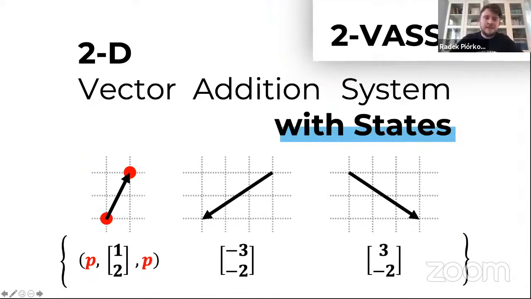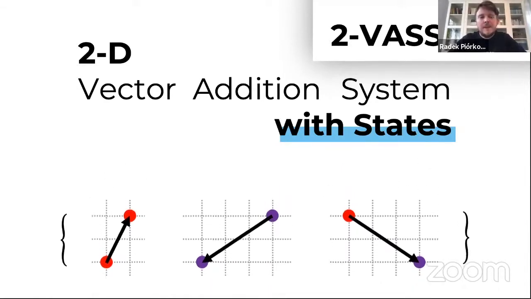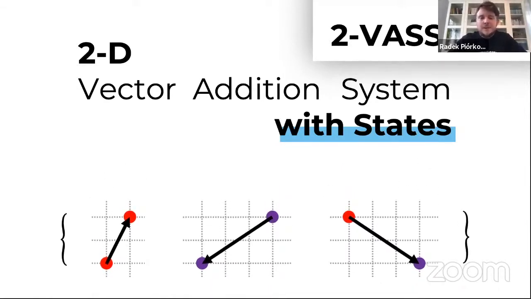All right, so I will draw those states as colorful dots like this. For example, the first transition is from the state P to the same state again, the other one as well, and the third one is from P to Q. So basically, what we have here, the set of transitions that go from some state to other states, is a vase, and it only uses 2D vectors. I will try to avoid formalisms as much as possible, so I will only use those drawings in my slides.